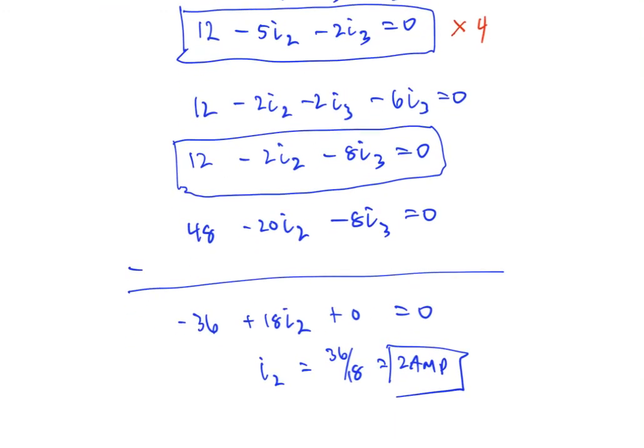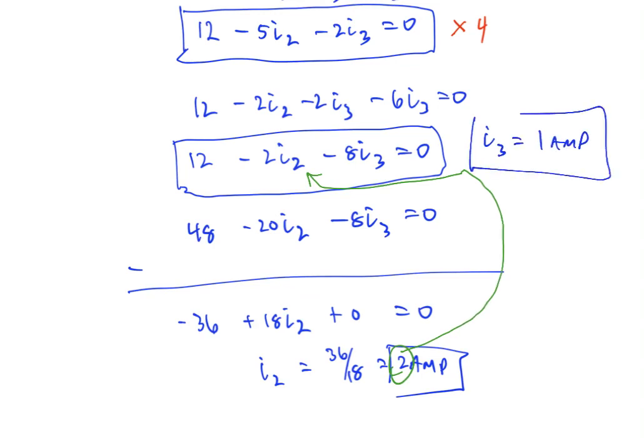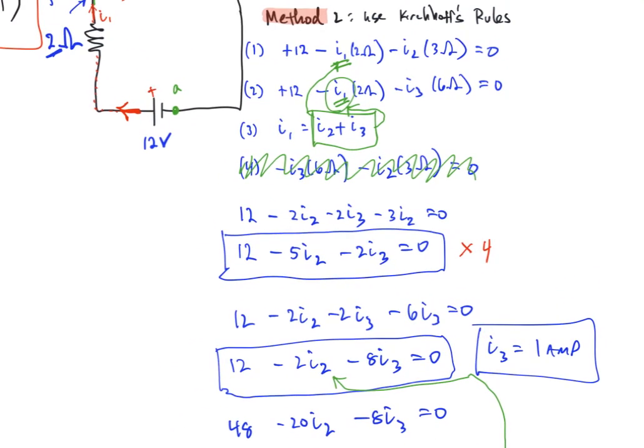I can plug I2 back into one of these equations. I could plug in 2 for I2 right here, and that would give me 12 minus 4. 12 minus 4 is 8, so that tells me I3 is 8 over 8, so I3 is 1 amp, which we knew to be true. And then finally, I can take the equation up here and say that 2 and 1 has to equal 3, so I1 is 3 amps.